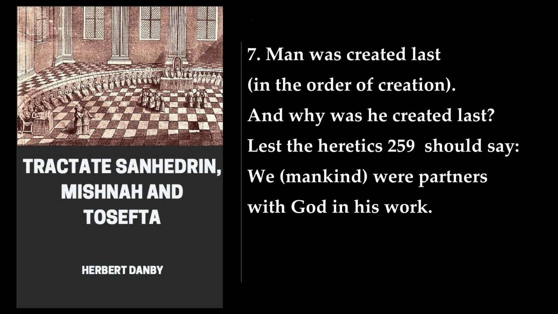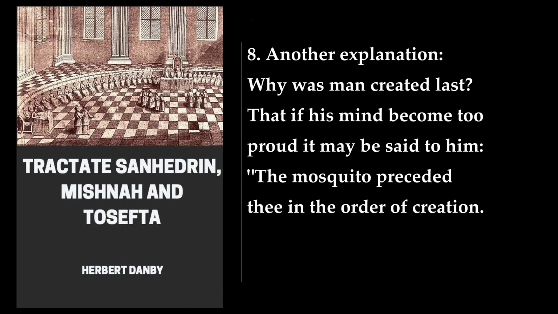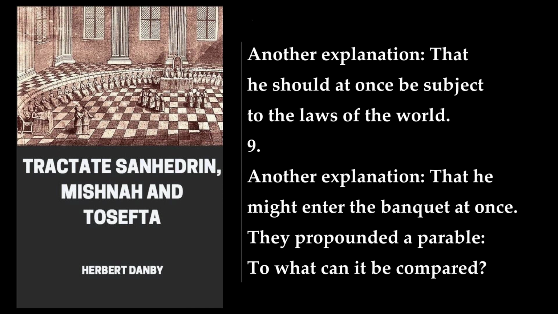7. Man was created last, in the order of creation. And why was he created last? Lest the heretics 259 should say, We, mankind, were partners with God in his work. 8. Another explanation, why was man created last? That if his mind become too proud it may be said to him, The mosquito preceded thee in the order of creation. Another explanation, that he should at once be subject to the laws of the world.